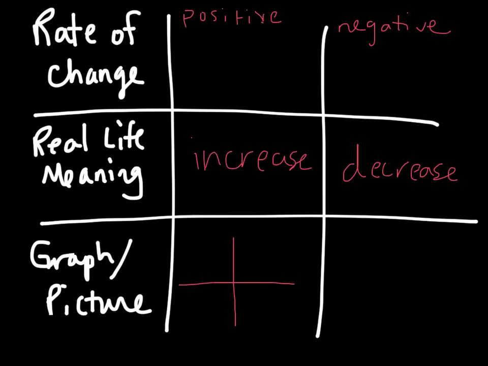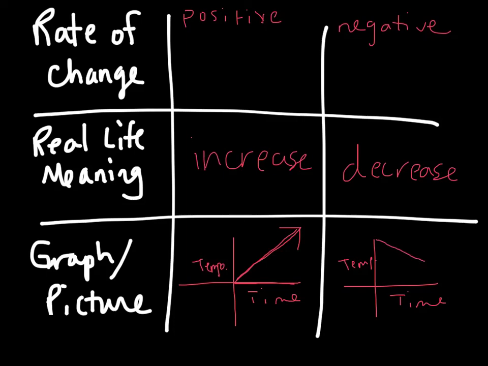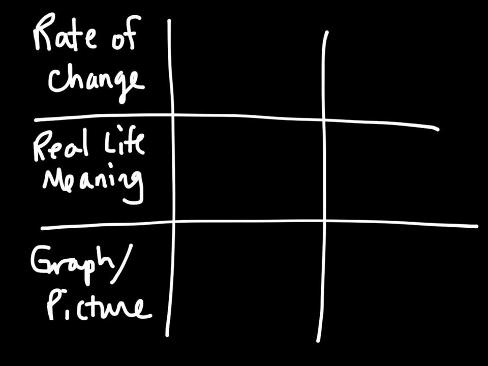So if we looked at a graph or a picture, we might say, for example, okay, here's a positive rate of change if it's going up in this direction. Maybe we're looking at temperature compared to time. So as time progresses, the temperature is rising, it's increasing. That's a positive rate of change. Negative might be, okay, we have again time versus the temperature, and as our time progresses, the temperature is going down.